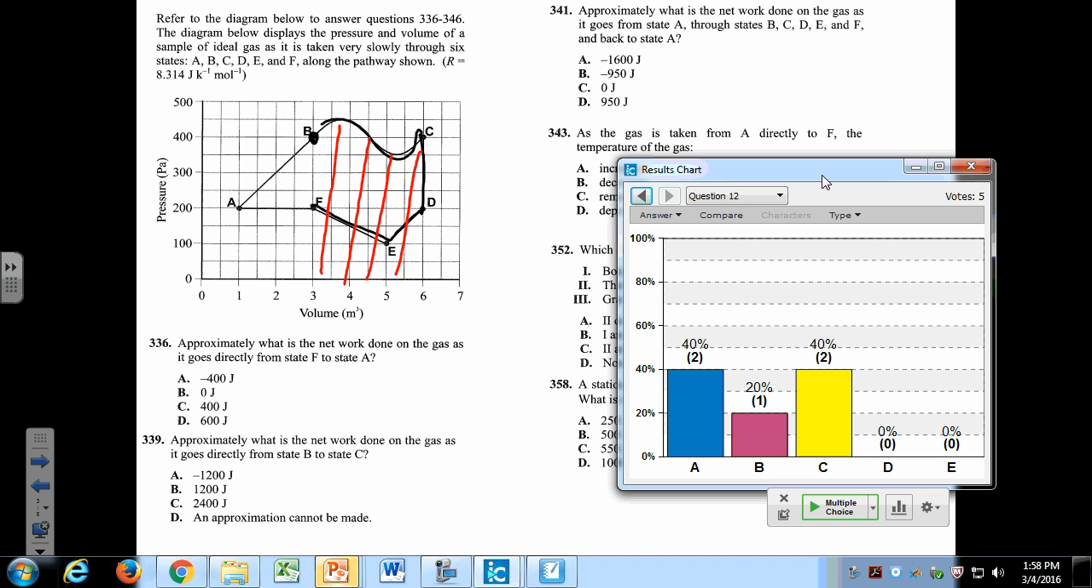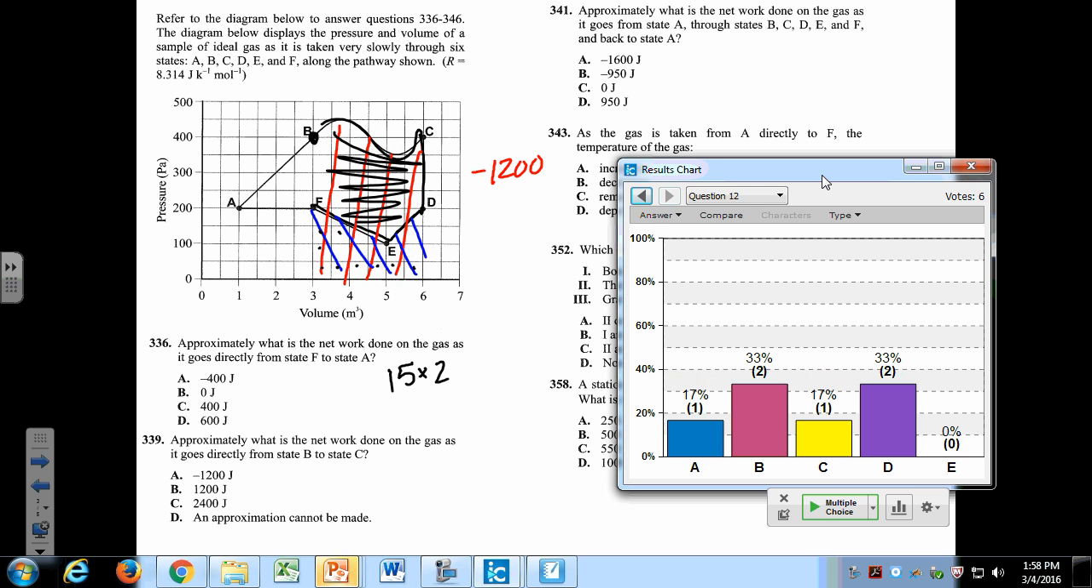That was 1200, right? So that was minus 1200. And then I'm going to find the area here. What you're doing basically is finding the area inside this section right here. The area there is going to be, let's see, about 15 squares. So 15 times 25.